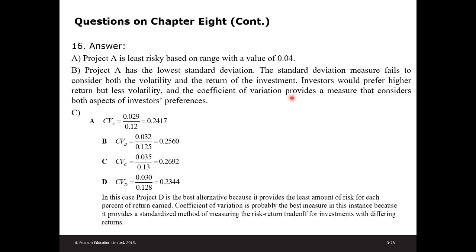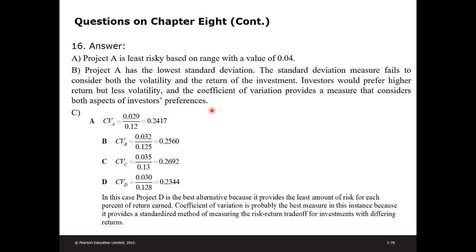And let's see why. Standard deviation measures fail to consider both the volatility and the return of the investment. Investors would prefer a higher return but less volatility. So in order to measure this relative relationship, we need to use the coefficient of variation, which is a measure that considers both aspects of investors' preference, which are the volatility and the return.